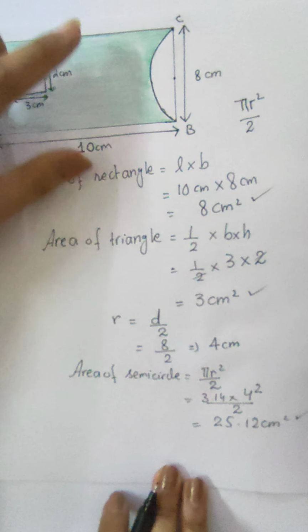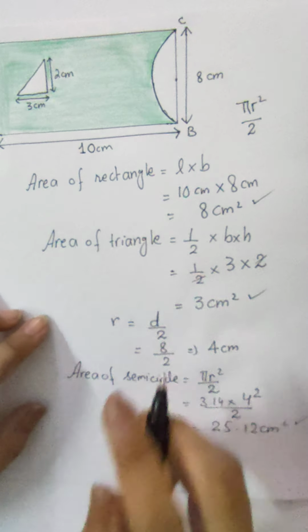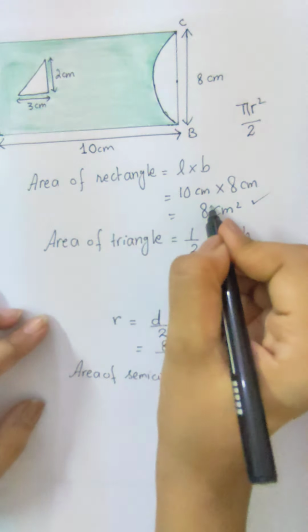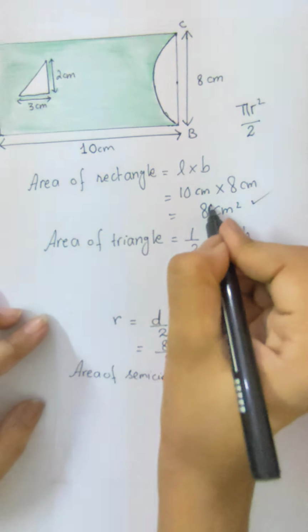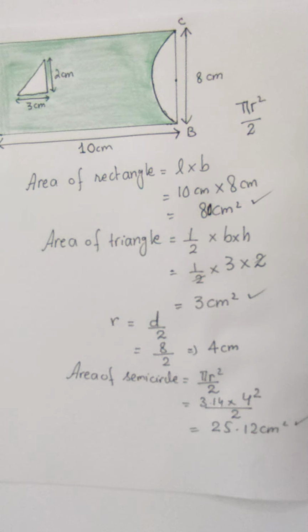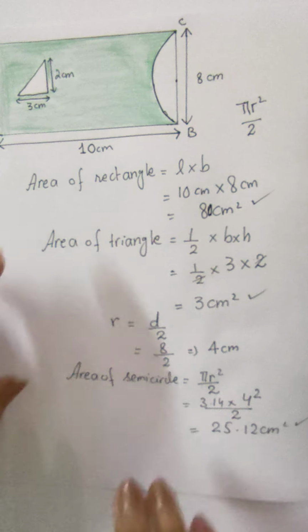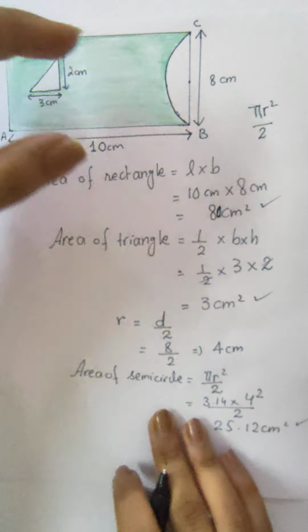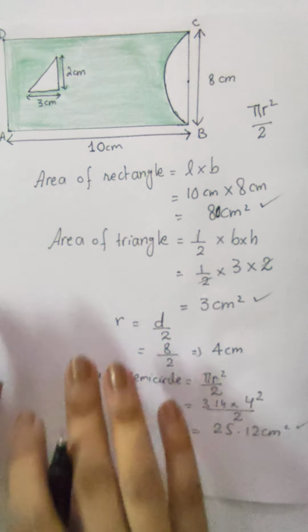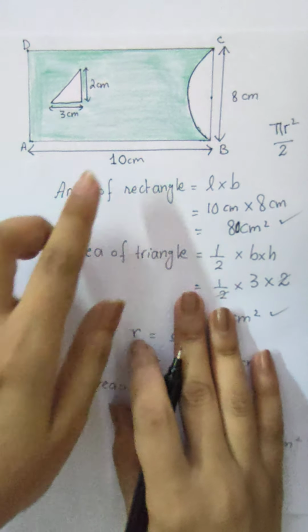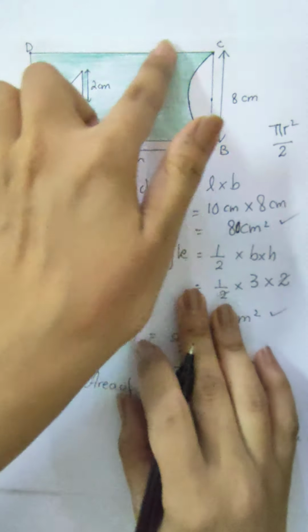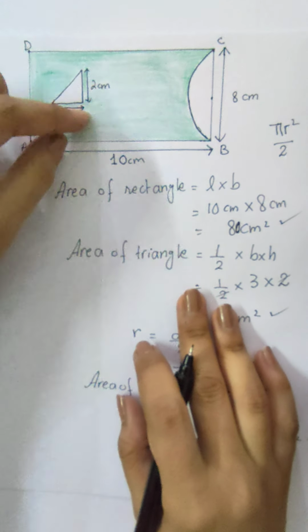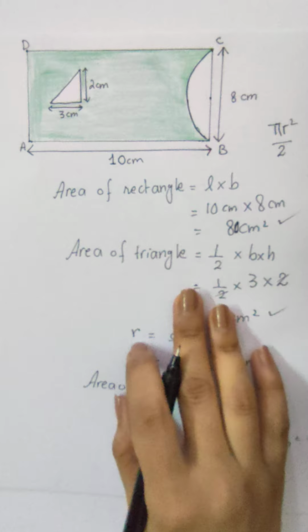One is the complete rectangle. Sorry, I forgot to write the 0. 80 centimeter square. It is the area of the rectangle. This is the triangle, and this is the area of the semicircle. But I need the area of the shaded region. I don't need the area of the rectangle, triangle, semicircle. So what can I do?